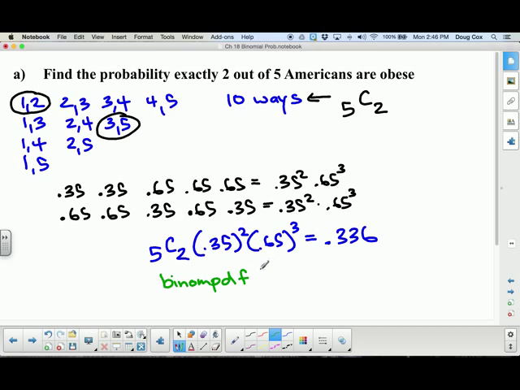And it works like this. How many people? 5. The chance of success in this case would be 0.35, and we would want to know 2 people out of 5. If you were to do this on your calculator, binom PDF, these 3 numbers, you would wind up with the exact same answer. Keep in mind, this is what we call calculator talk, which really is worth nothing on the AP exam. So that's what I would usually write if you did this, but this is the way you want to show it mathematically from a math point of view. So that's how you do exactly 2 people out of 5.